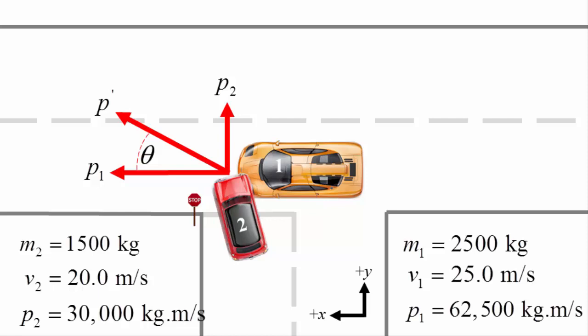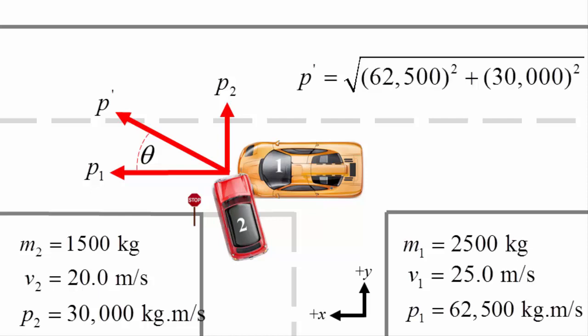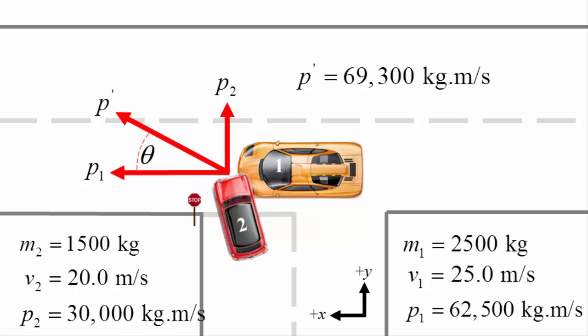The magnitude of P' is found by using Pythagoras' theorem to give 69,300 kilograms meters per second. The angle can be found by using the tan function, where tan theta is equal to P2 over P1. Taking the inverse of tan gives us an angle of 26 degrees. So the final momentum of the two cars after the collision is 69,300 kilograms meters per second, directed at an angle of 26 degrees above the positive x direction.